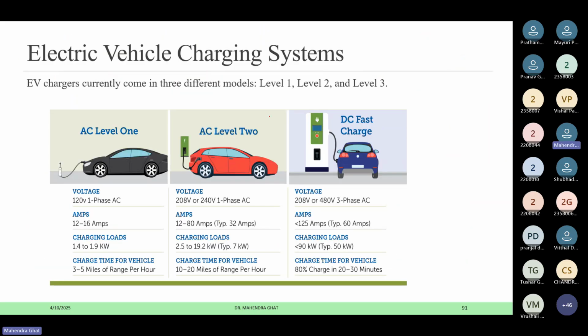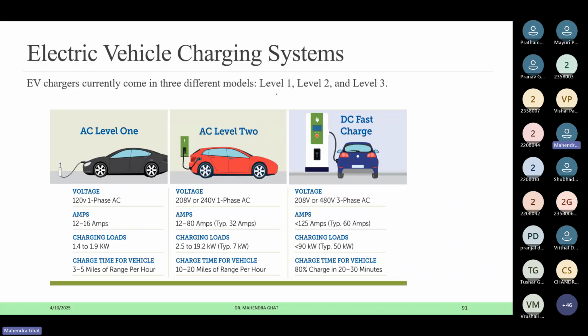Okay, so as some student asked, what are the different converters used in EV applications? First, I have just given a brief about how the EV chargers, electric vehicle chargers, are there.